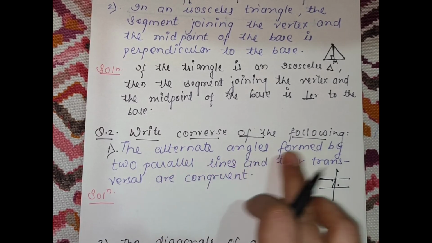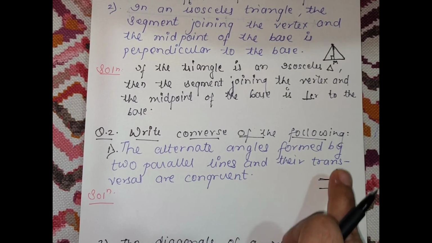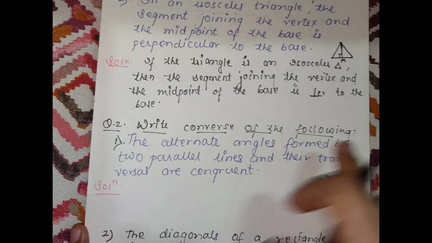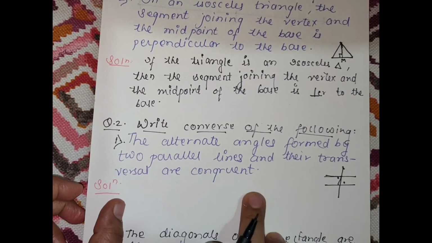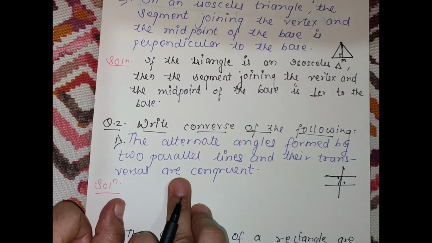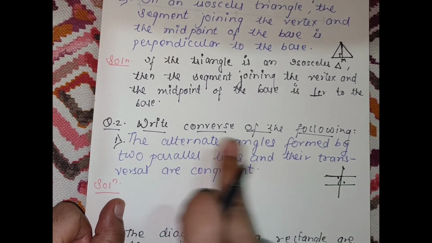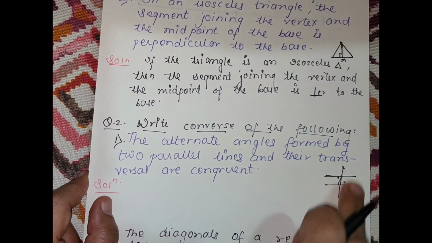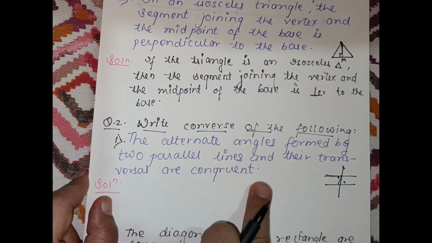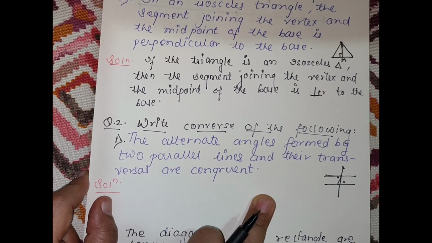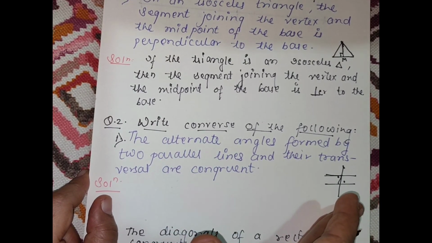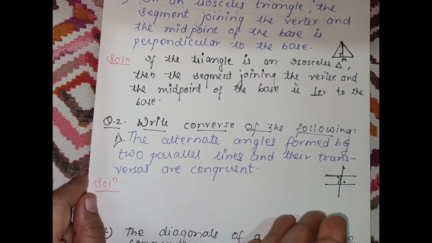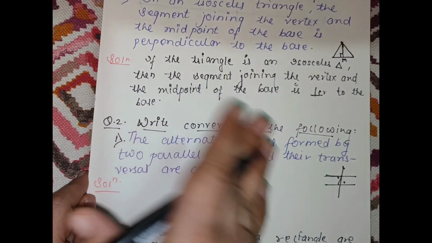The alternate angles formed by two parallel lines and the transversal are congruent. How will you write it as a statement? What will the initial statement be? The conditional statement. If the lines are parallel, then the alternate angles formed by the parallel lines and the transversal are congruent. If the lines are parallel, that should now go into the then part, and the then part should come into the if part. That will be the converse of the following statement.